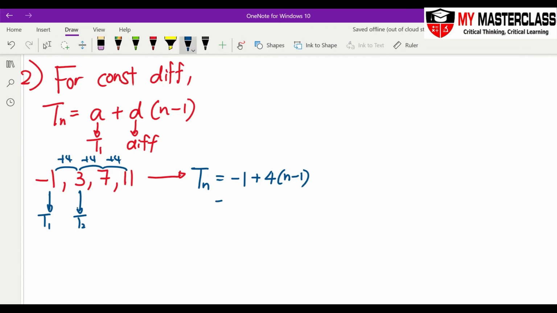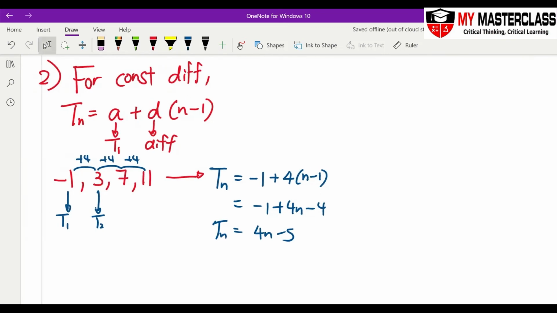Okay? Which is equals to -1 plus 4n minus 4. So it's like 4n minus 5. You will get the answer immediately, Tn. Okay? Familiar? Not familiar? Familiar.